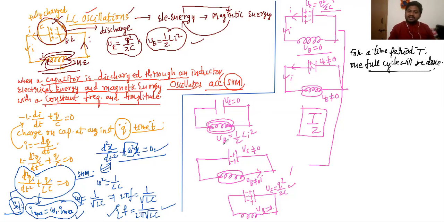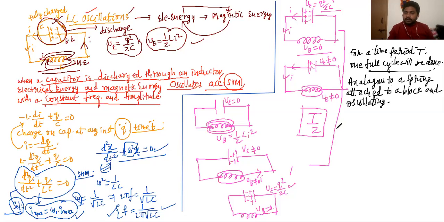So this situation is analogous to a spring attached to a block and oscillating. Okay, same situation. So here this is the rigid support, and there is a spring here. Now this is the mean position, I can say x is equal to 0. From this mean position, I have taken this block to here.